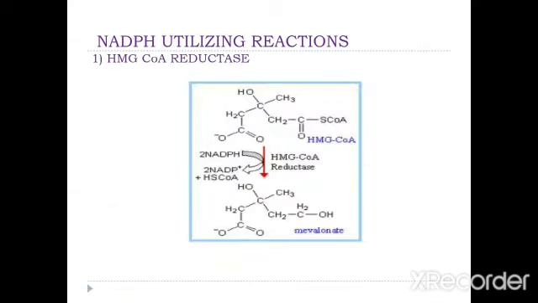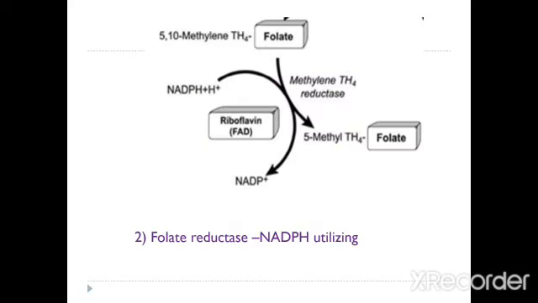Now the example for NADPH utilizing reactions. These reactions are mainly involved in reductive biosynthesis. For example, HMG-CoA is converted to mevalonate by HMG-CoA reductase. So here NADPH is utilized. Then another example for NADPH utilizing reaction is the folate reductase reaction.